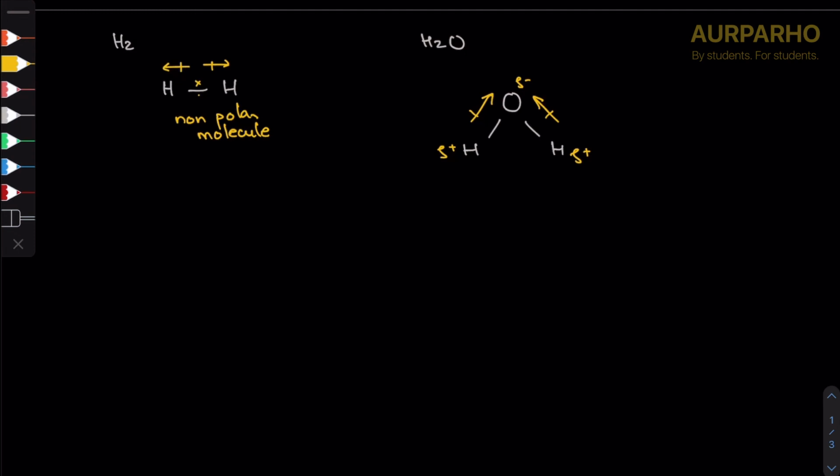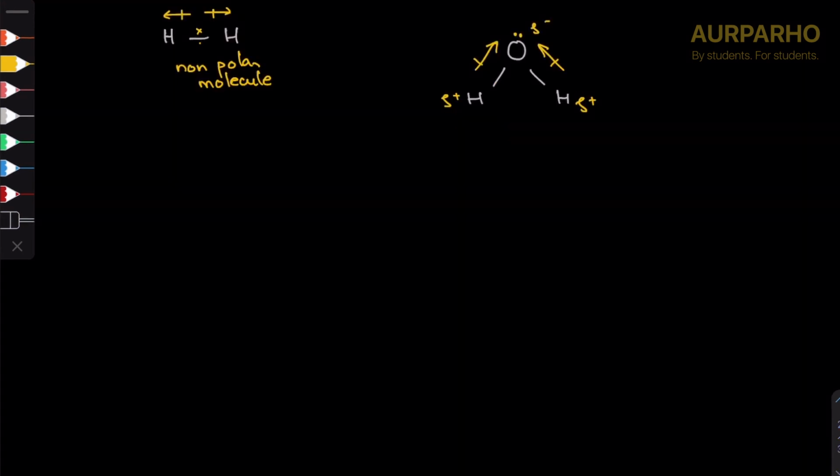It's also important to note that there is a lone pair of electrons on the oxygen, which is actually what causes this nonlinear shape.